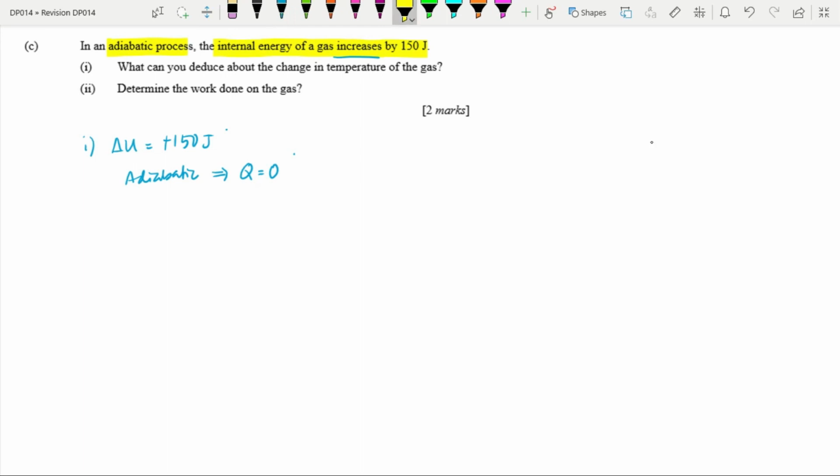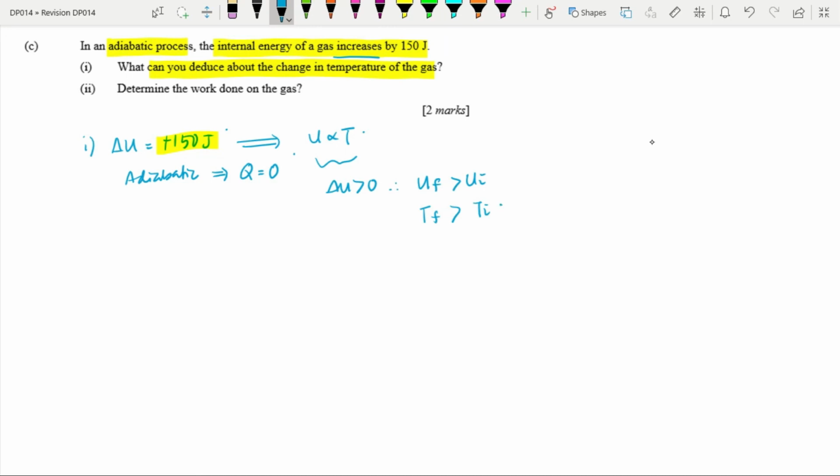Okay, so first question, apa yang diminta? What can you deduce about the change in temperature of the gas? So, ini related dengan delta U. So, kita tahu U is directly proportional to temperature. Okay. So, bila delta U kita adalah positive, which is positive 150 joule tadi. Okay, so positive bermaksud dekat situ, kita boleh assume U final is greater than U initial. Baru kita dapat hasil tolak tu positif. Okay, so since U is directly proportional to temperature, therefore temperature final will be greater than temperature initial.